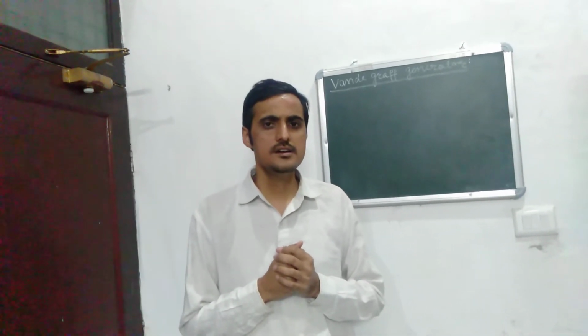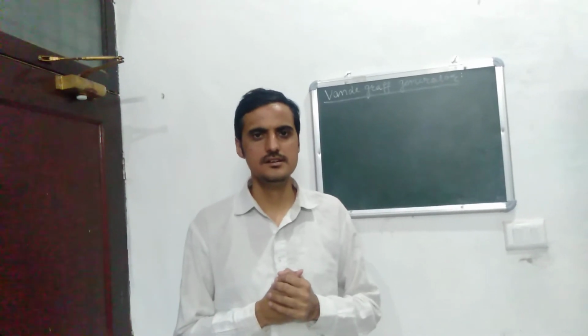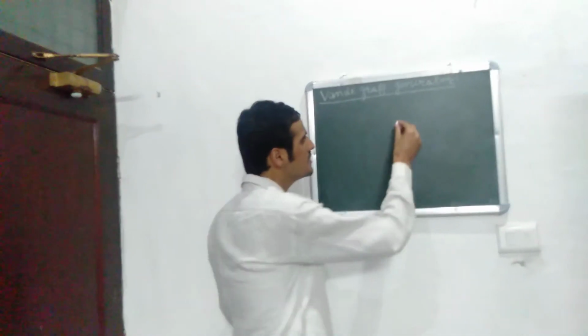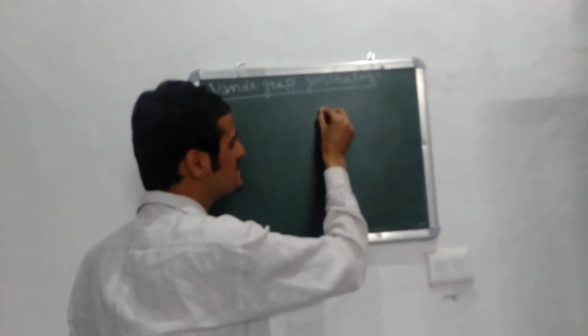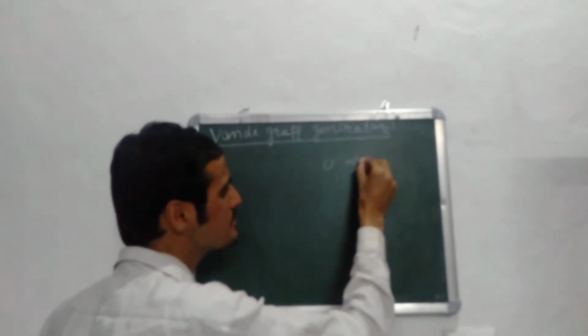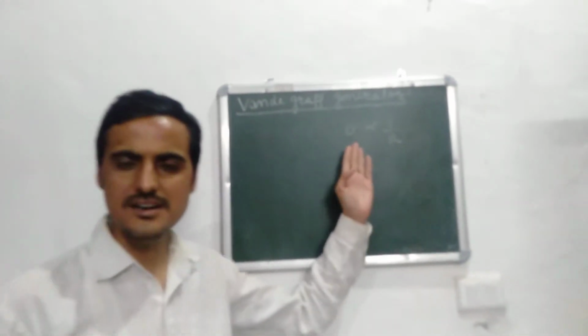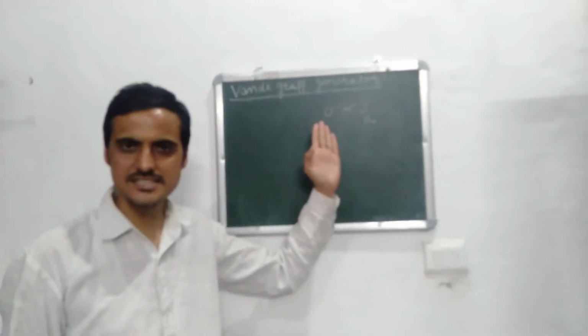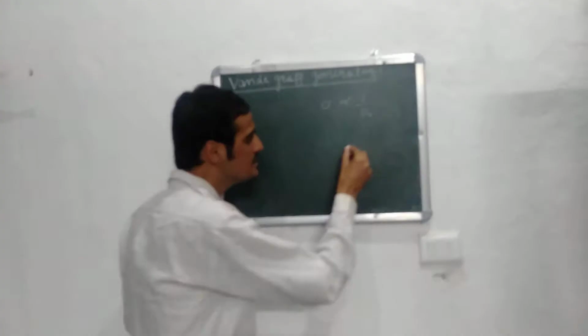Okay, what is the principle of the Van de Graaff generator? We will discuss it. As we know, sigma is inversely proportional to 1 upon r. What is sigma? Sigma stands for the surface charge density, and r stands for the radius. Okay, we take an example.